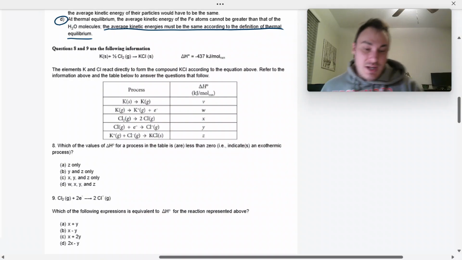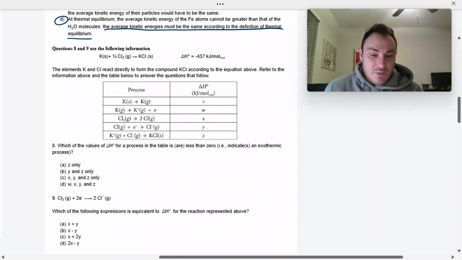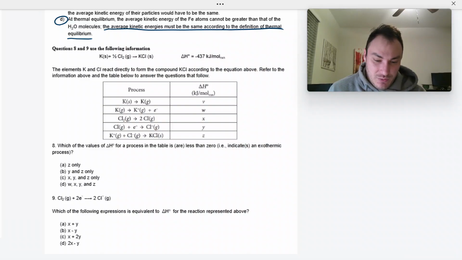All right, for questions 8 and 9, we're going to use the following information. We're given all these tables with all these reactions. Which of the values of delta H for the process in the tables are less than 0 indicates an exothermic process. So we're predicting which of these are going to be exothermic.